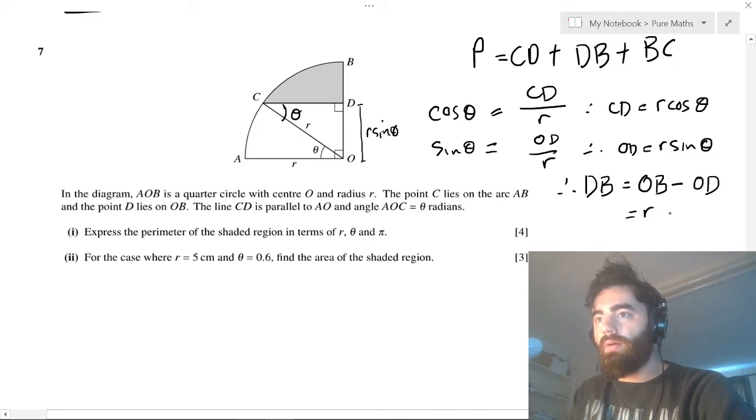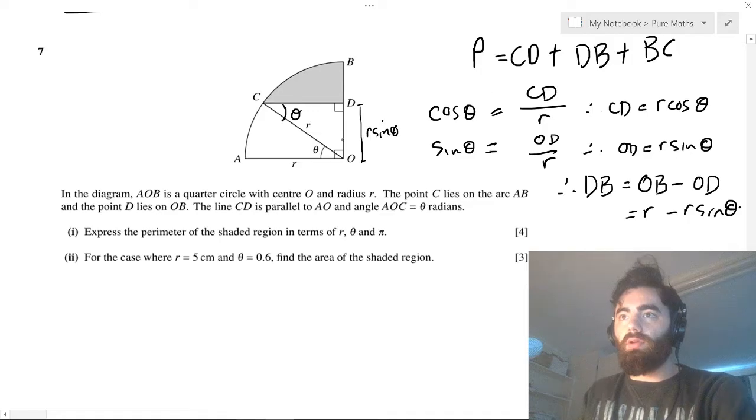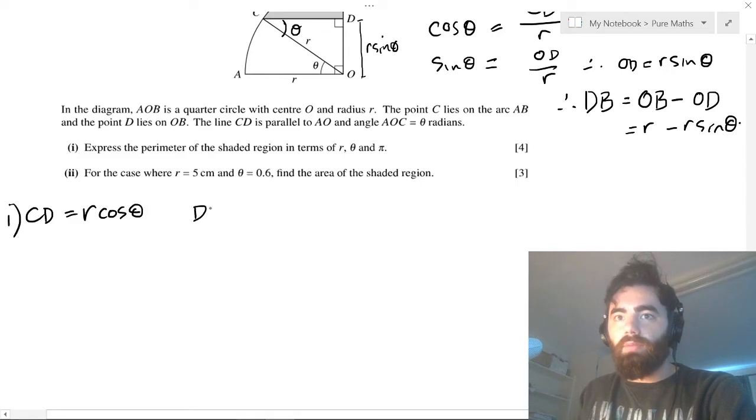Which is just R minus R sine theta. Cool, so we've got two components here. We've got CD equals R cos theta, and we have DB equals R minus R sine theta.